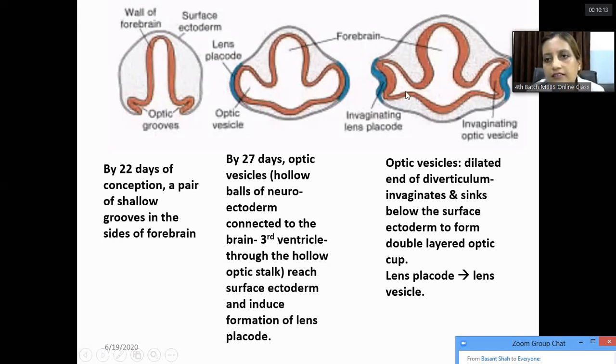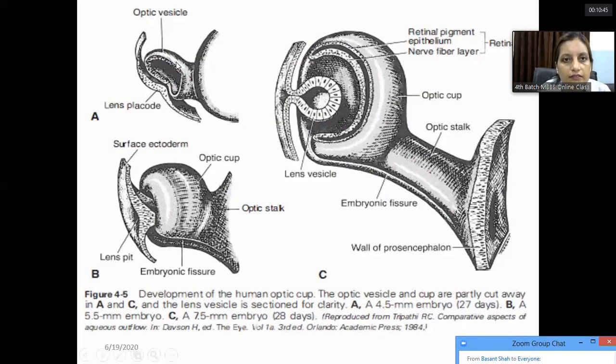So the optic vesicle, the dilated end of the diverticulum, invaginates, shrinking below the surface ectoderm to form the double layer optic cup, and the lens placode forms the lens vesicle. From this thickened area, the lens placode gradually invaginates inwards, and over here the lens vesicle also forms. In these pictures you can see the optic vesicle, the optic stalk, and this invaginates from this area to form a lens vesicle.